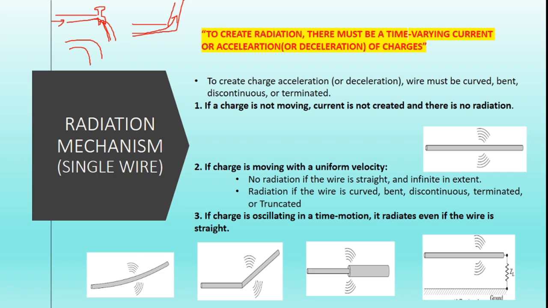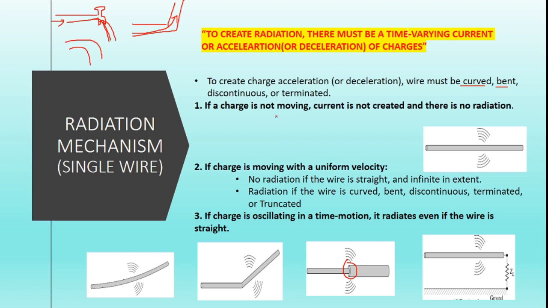Which means if my given wire is curved, so if you see here, there is a bend and there is a curve here. So either it has to be curved or it has to be bent, or if we have a difference in shape, if there is a discontinuous structure like this, here too we can create a radiation. Or if we abruptly end our particular wire, we can once again say that a radiation is created.